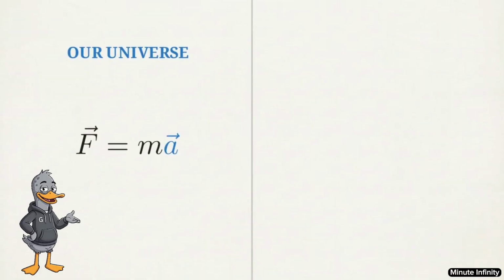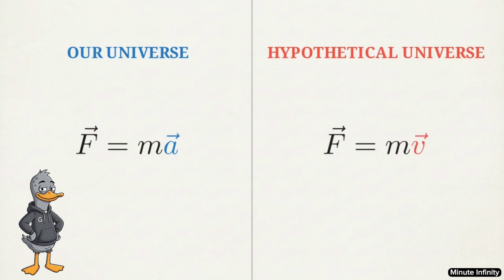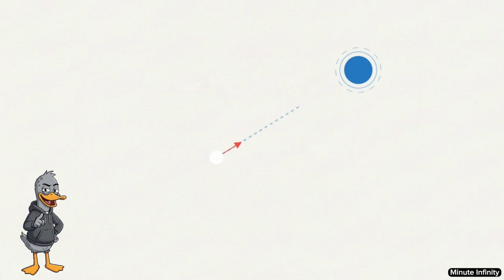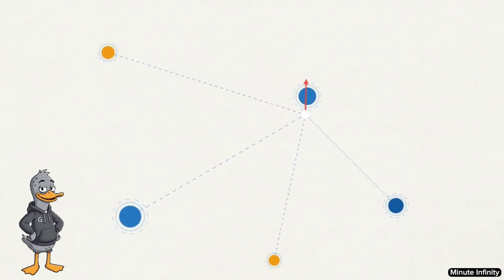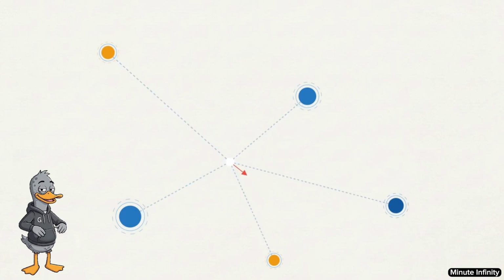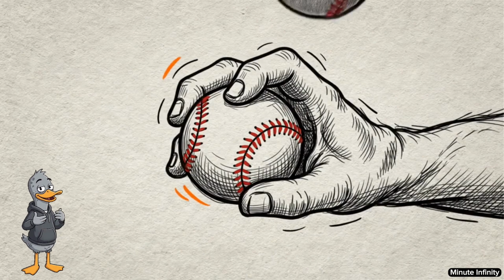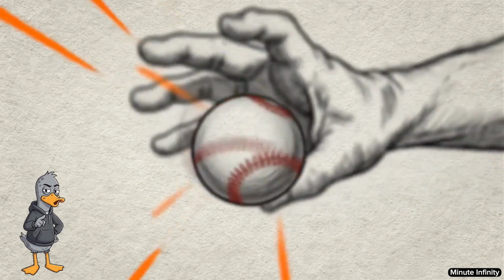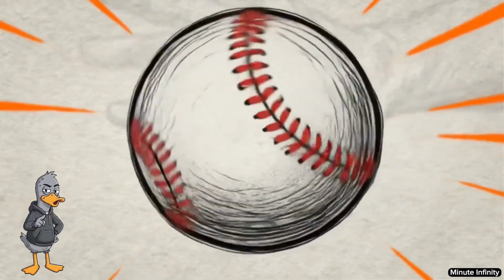Look at this diagram comparing our real world to a hypothetical universe governed by F equals mv, force equals mass times velocity. If the universe ran on F equals mv, the initial velocity of any object would be entirely dictated by the configuration of the matter and gravity surrounding it. Our everyday experience contradicts this. When you throw a baseball, the environment doesn't lock your speed. You have the freedom to decide exactly how fast that ball leaves your hand.